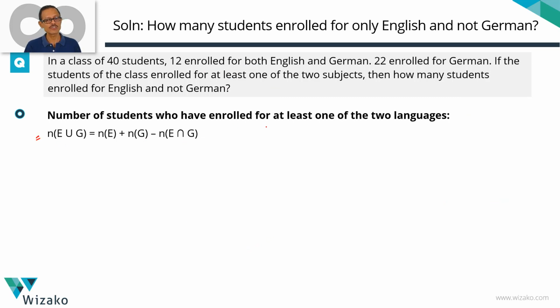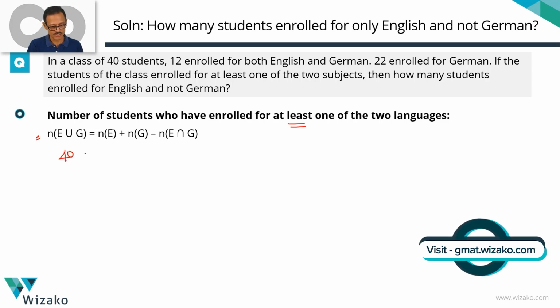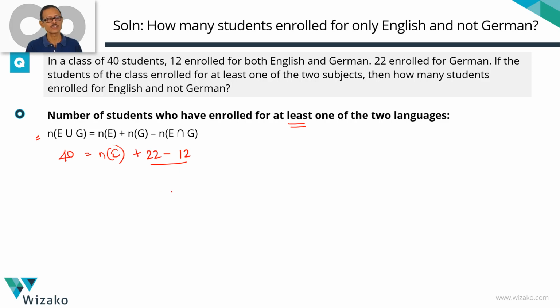This tells us people have enrolled for at least one of these two languages. Any student in this class has enrolled for at least one of these two. So N of E union G is equal to 40. We have established that. Let's compute N of E, which is what we need to compute as step 1. This is not the answer. This is an intermediate step. N of G is 22 given in the question. N of E intersection G, those who enroll for both, is equal to 12. So this value together will be 10. 22 minus 12 is 10. So N of E is equal to 40 minus 10, which is equal to 30.